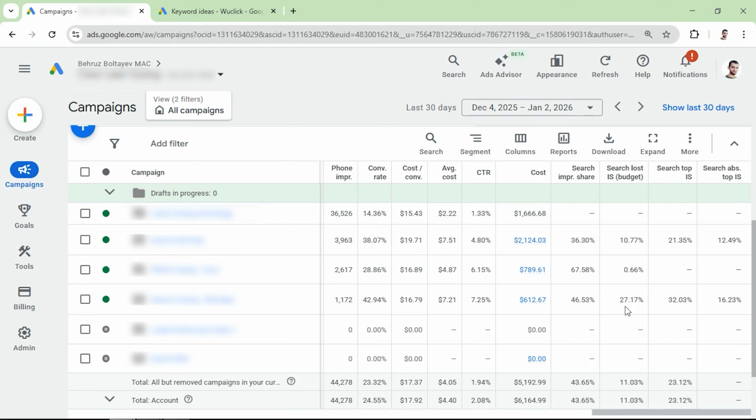So guys, these are some of the ways you can consider if you have increased your budget and the number of conversions stayed the same.